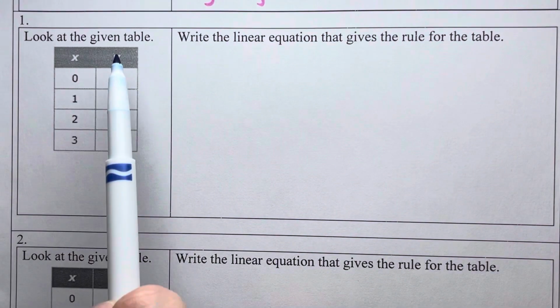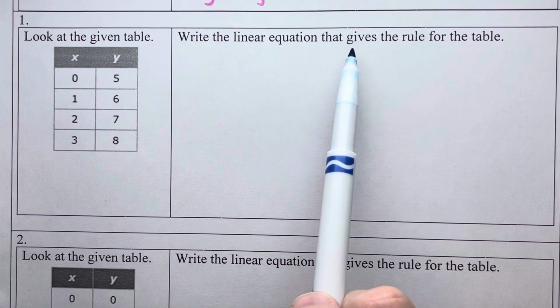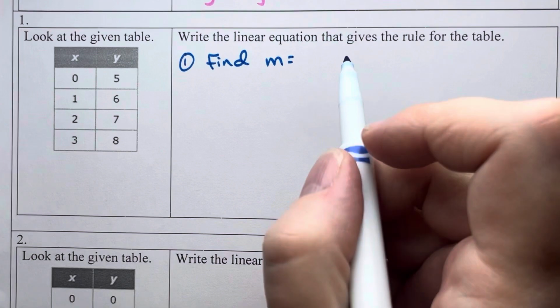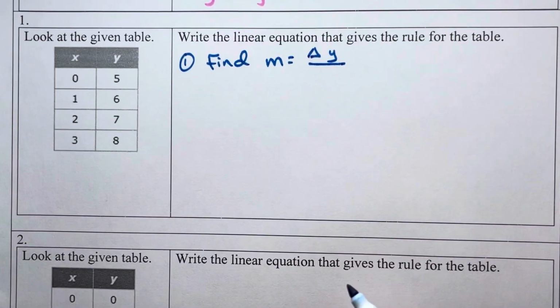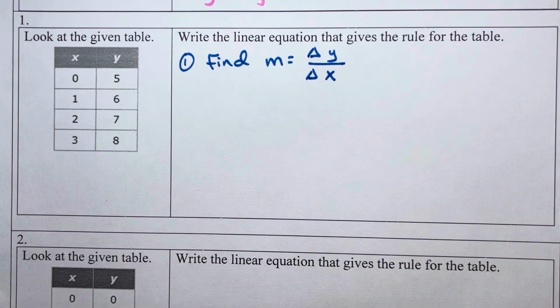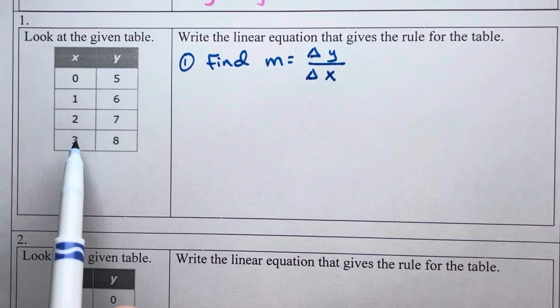Example 1. Looking at the given table, we are going to write the linear equation that gives the rule for the table. Step 1 is to go ahead and find the slope, which we remember from a table can be found looking at the change in y values divided by the change in x values. So here on our table, let's do exactly that.